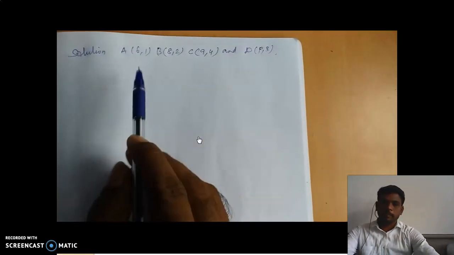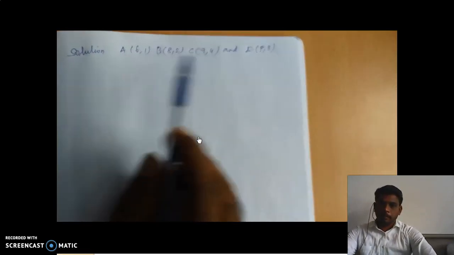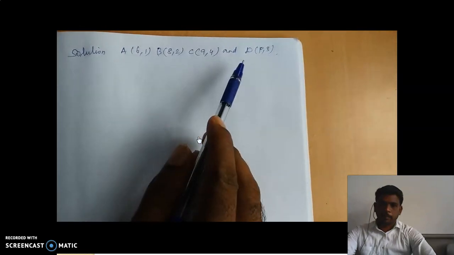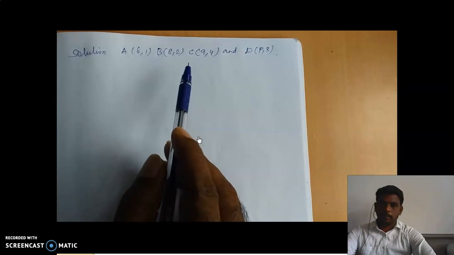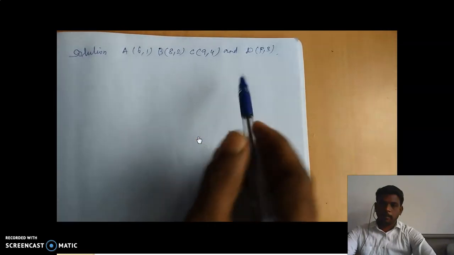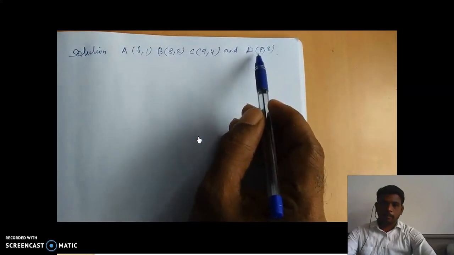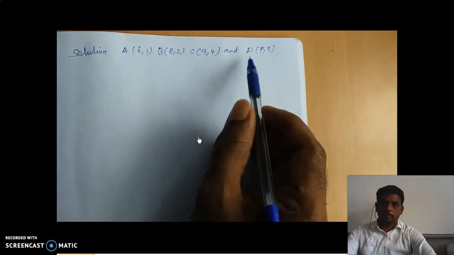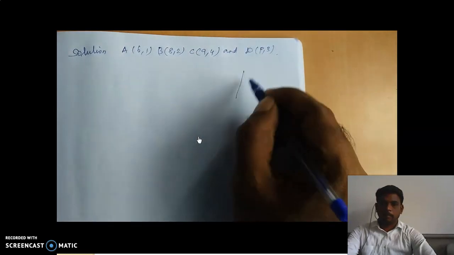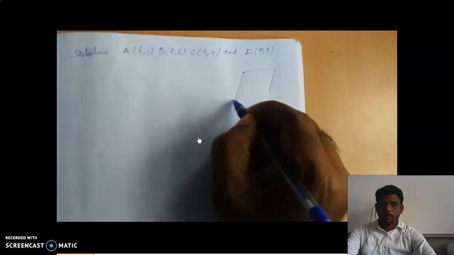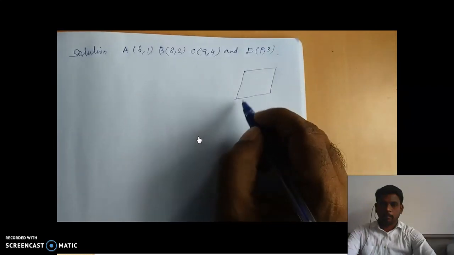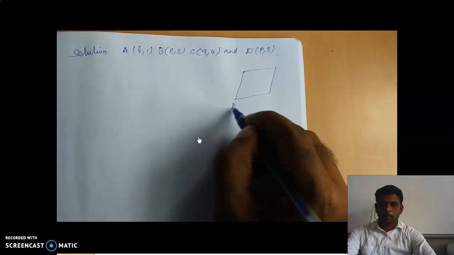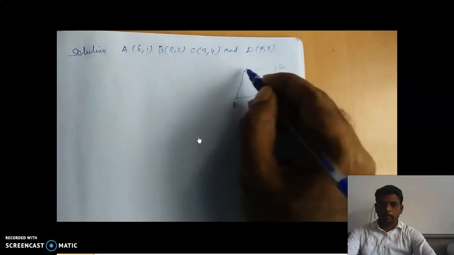Here, so what is given? The 4 points A, B, C and D are the vertices of a parallelogram taken in order. So we are going to find out the unknown value P, which is in the point D. In a parallelogram, they are asking to take the vertices in order. Order means you can take continuously, so A, B, C, D.